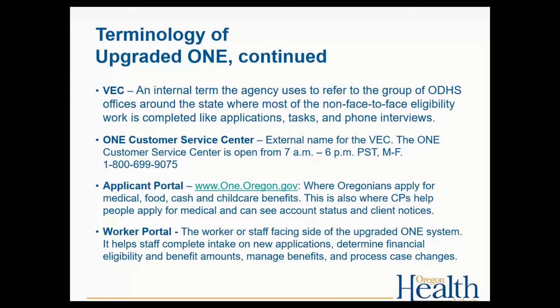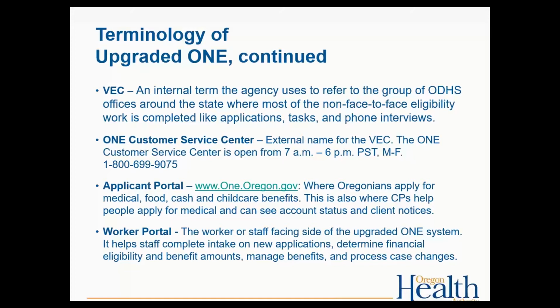So VEC is singular. It's a series of offices around the state where the non-face-to-face work happens. And that's an internal term. The external term that we use is One Customer Service Center. It's how we used to call it the OHP Processing Center or OHP Customer Support. It's the same number that folks used to use to get to the MAGI eligibility help, and is now for a whole host of benefits. That customer service center is open 7 a.m. to 6 p.m. Monday through Friday. And many of you will be familiar with this 1-800-699-9075 number.